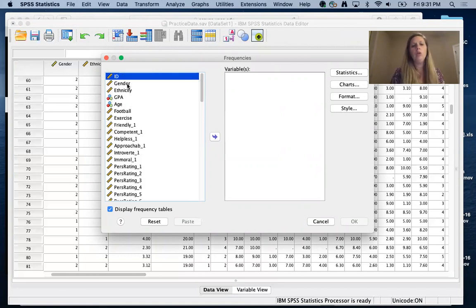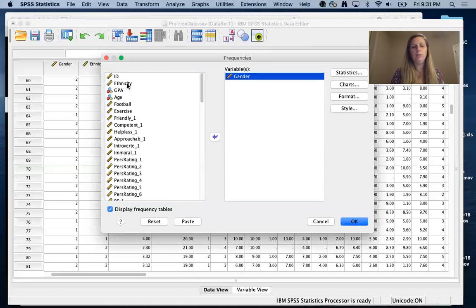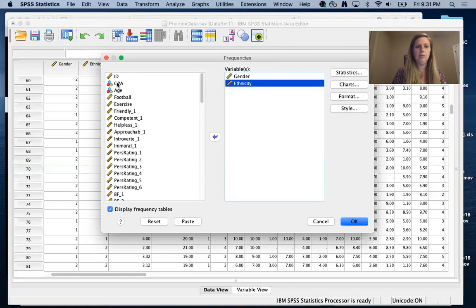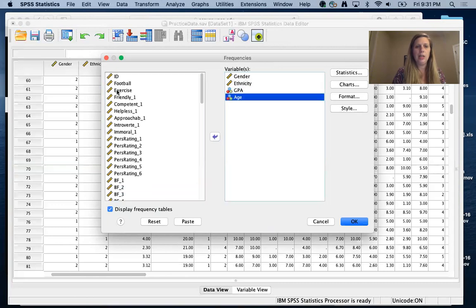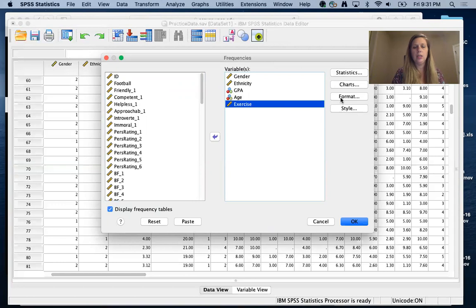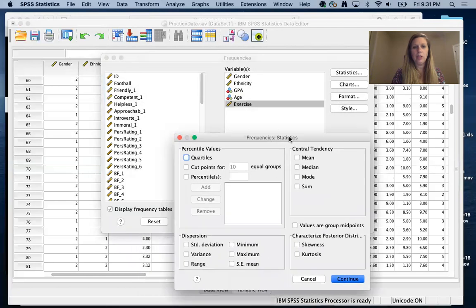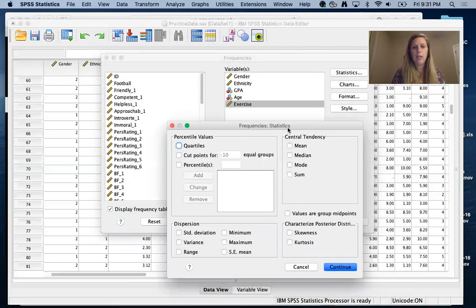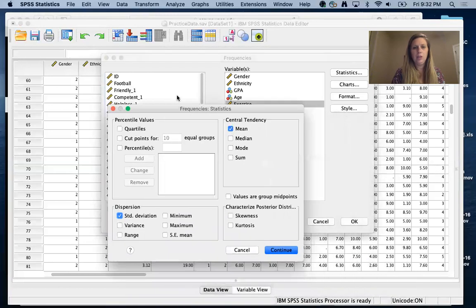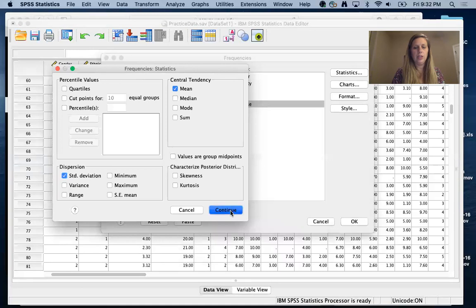So what I would do is move gender over. You can just double click on these to move them over, by the way. Ethnicity, GPA, age, and exercise. Those are the only ones I really need. I'm also going to click on statistics. I think I told you this before, for GPA and age we'll need mean and standard deviation. So I'm going to ask for those two things here and click continue.